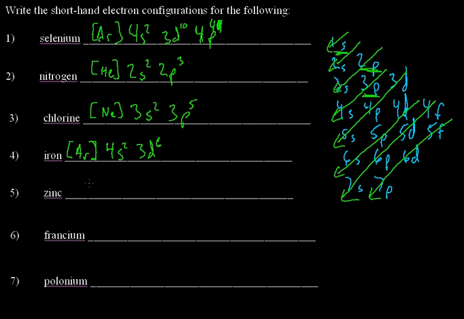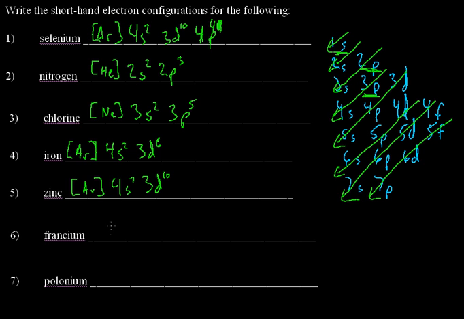Alright, let's take a look at zinc. It's a little bit down the road from iron. Same row, so we're going to use the same noble gas. 4s2, 3d10. It's the last one in the D block in the 3rd row for zinc.